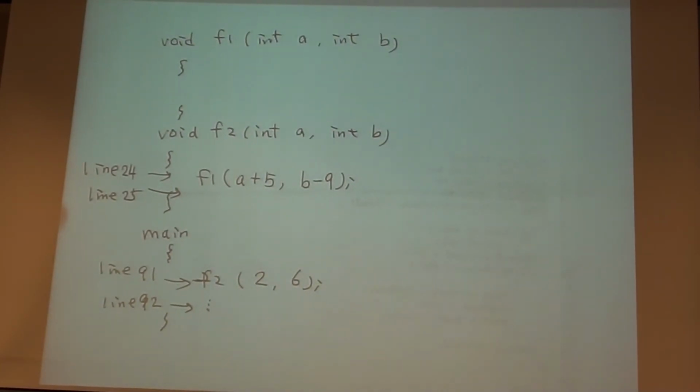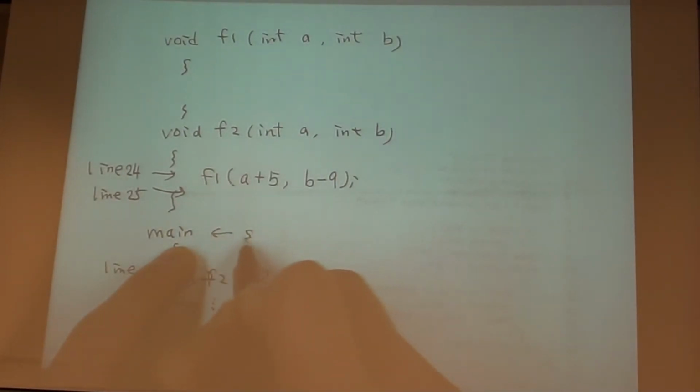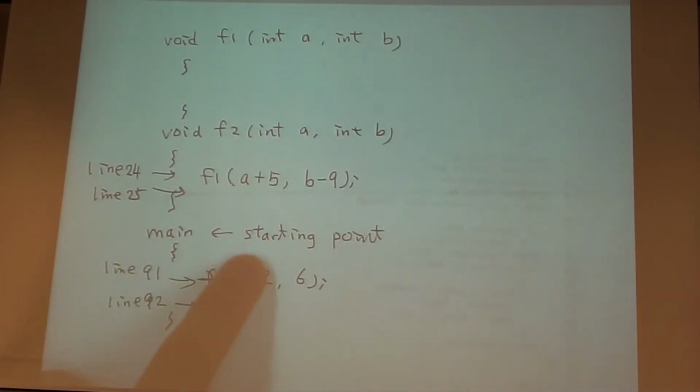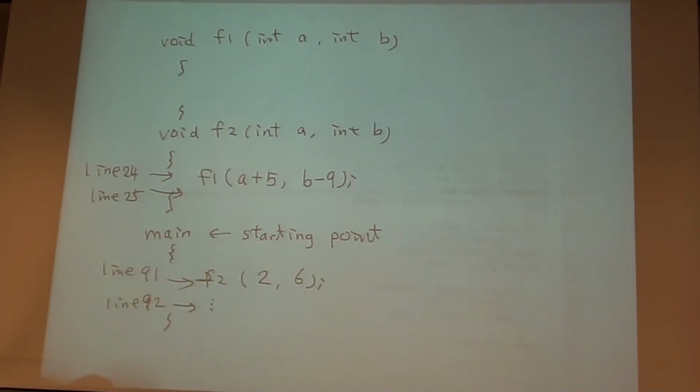Based on the rules I just mentioned, for the main function, first you need to understand that main is the starting point of a program. The program always starts from the main function. That's true in C. That's not true in C++. In C++, your program may not start at the main function, but since this is not a course on C++, I won't get into detail. In C, main is the starting point of your program, so main will be at the bottom of your call stack.